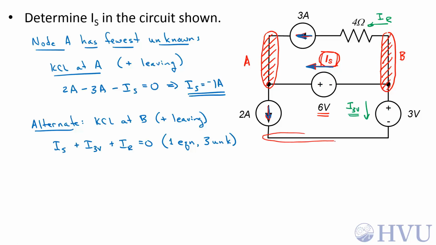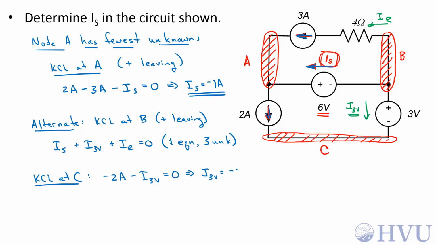Let's define this terminal down here as node C. Now if we do KCL at C, I'm going to stick with assuming that positive currents are leaving the node. So 2 amps is entering, that's a negative contribution, minus 2 amps. I3V is entering, that's also a negative contribution. Those sum to 0. That gives me I3V is equal to negative 2 amps. It's another equation, so now I have 2 equations and still have 3 unknowns. We need to write another equation.